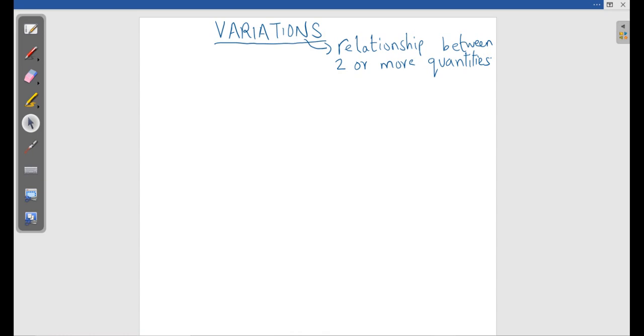And the 2 types of variation are direct variation and inverse or indirect variation. That is what we're going to do. And we're going to start with direct variation this morning.